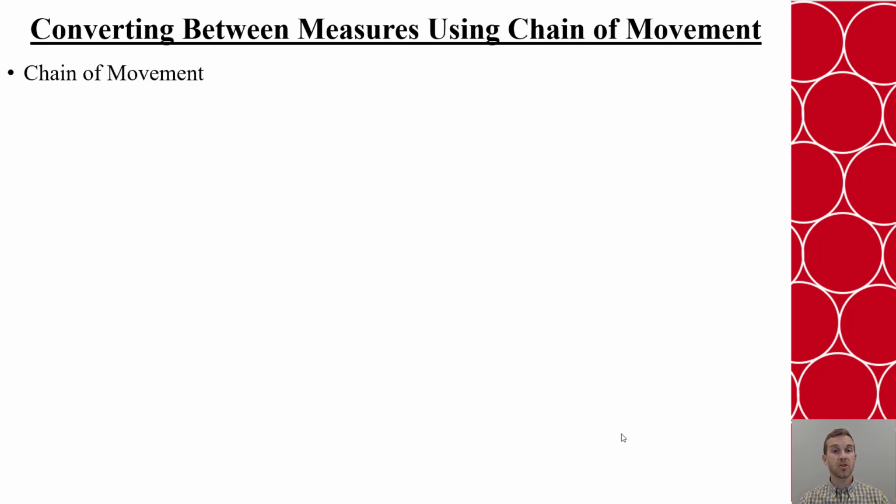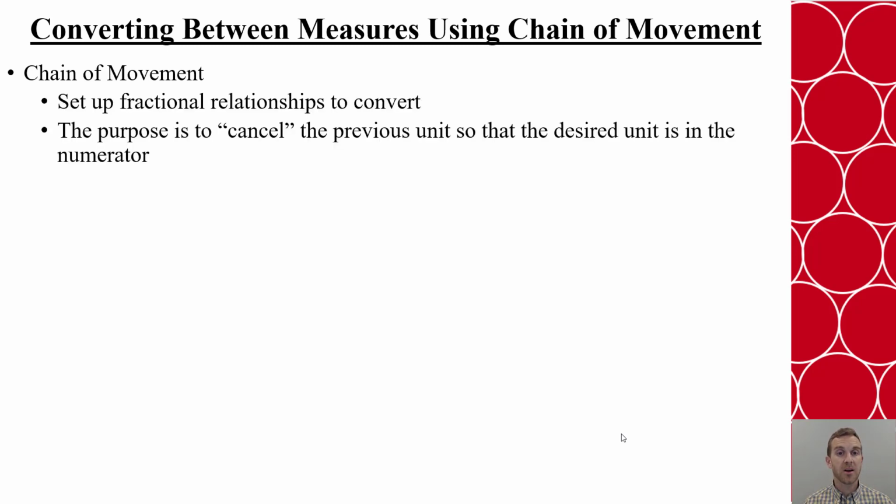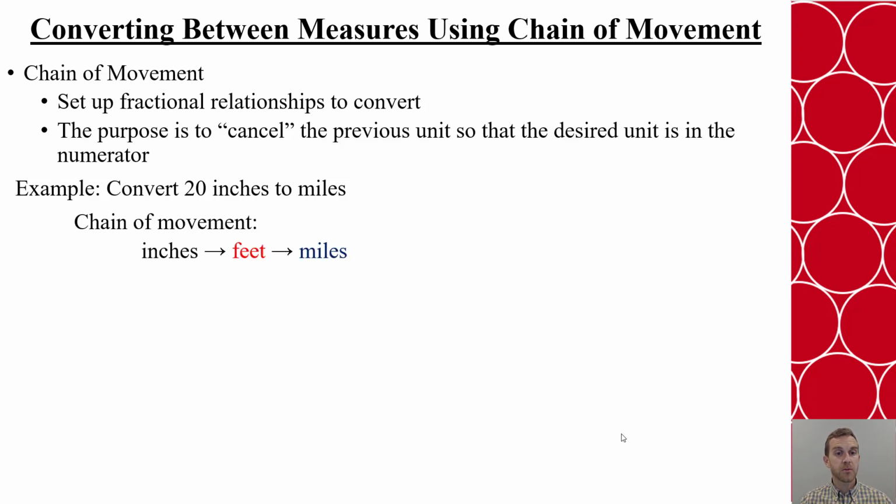Now, we could also use what's called the chain of movement. Instead of using proportions, we're going to set up a series of fractions that will allow us to simplify the units. The part that's important is that we're trying to, quote unquote, cancel, but we're simplifying out the units so that the previous unit is simplified out and all we're going to be left with is our desired unit in the numerator. We write that chain of movement to help us set up the fractions and know how we convert. Let's go back to the example we just had, which is the 20 inches to miles. We have in the chain of movement inches to feet to miles. It's the same thing we were thinking about with the proportional relationships, but we're going to do it in one single expression.